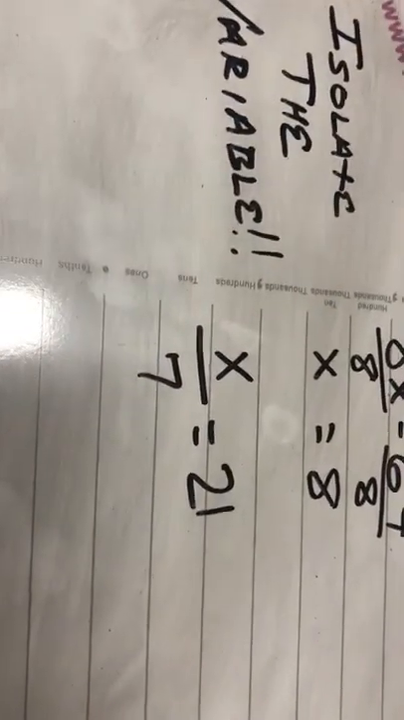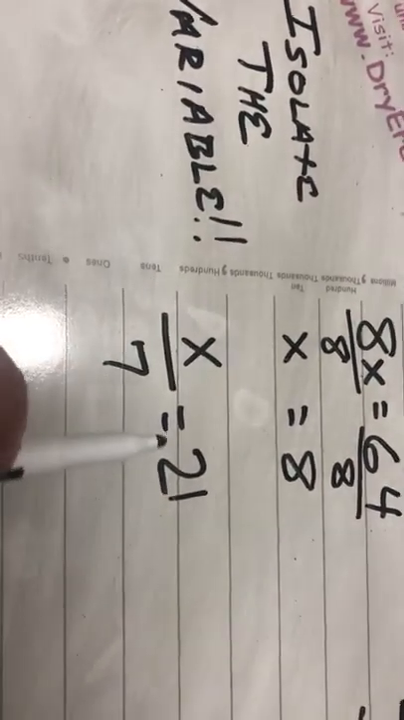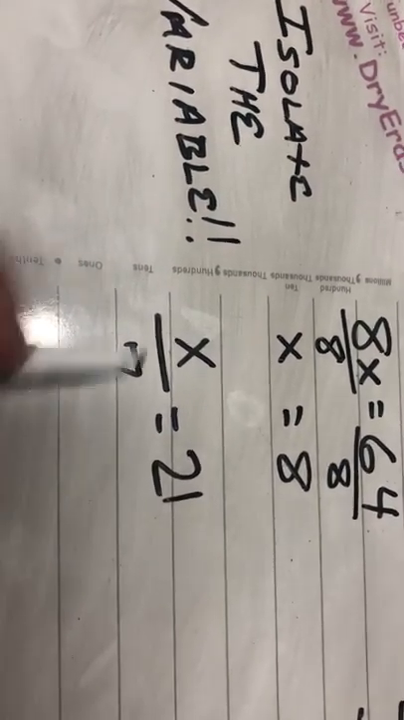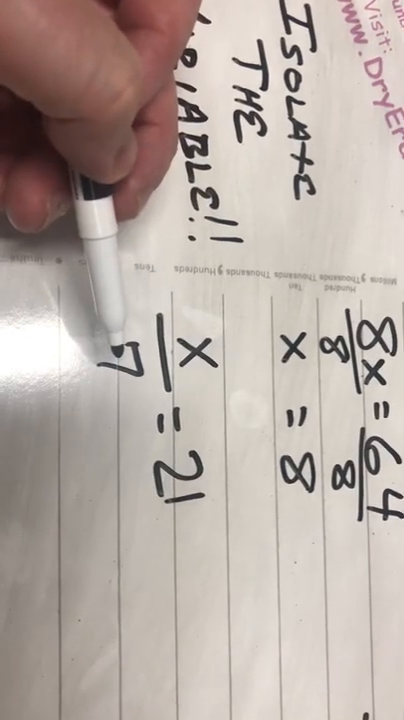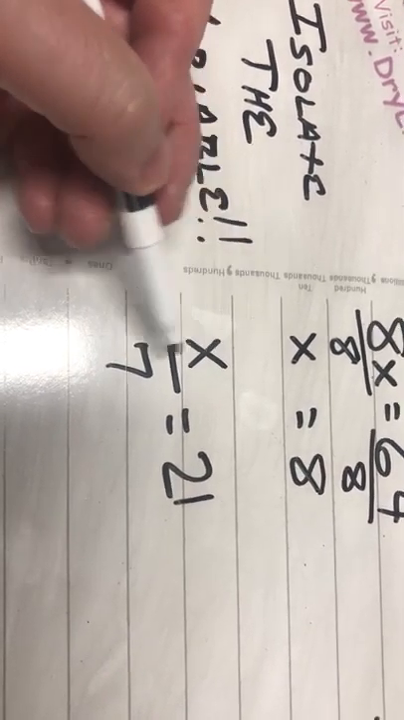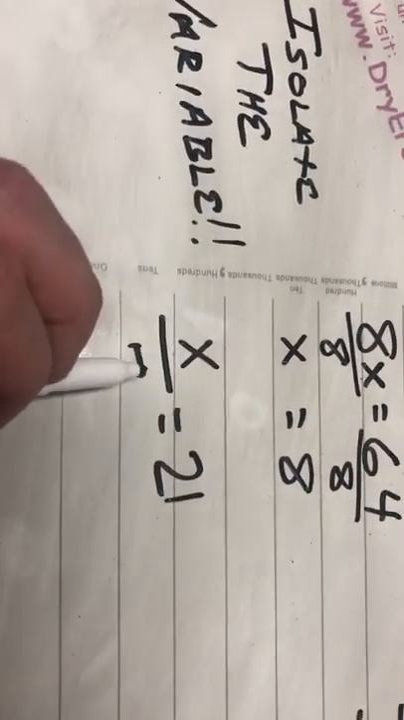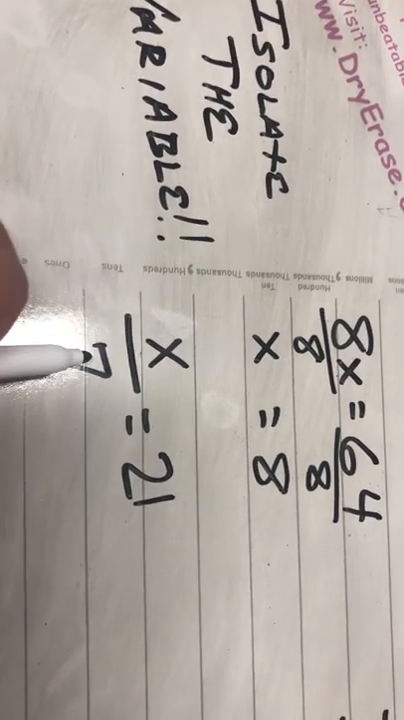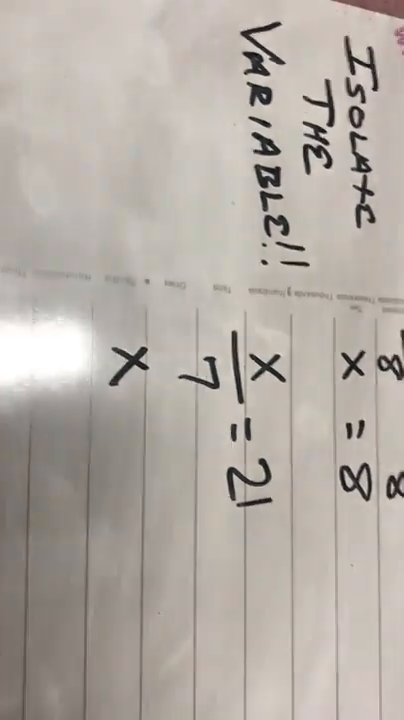Now this is a division equation written as a fraction. X divided by 7 equals 21. Well, this is a division problem. X divided by 7. Okay, so how do I isolate the variable in a division problem? Well, I would actually multiply this by 7. X divided by 7 times 7 equals x.